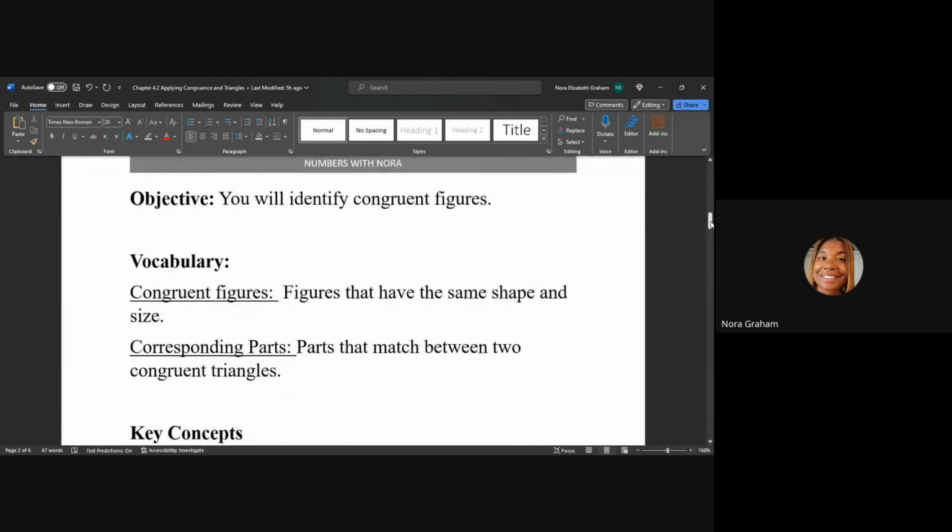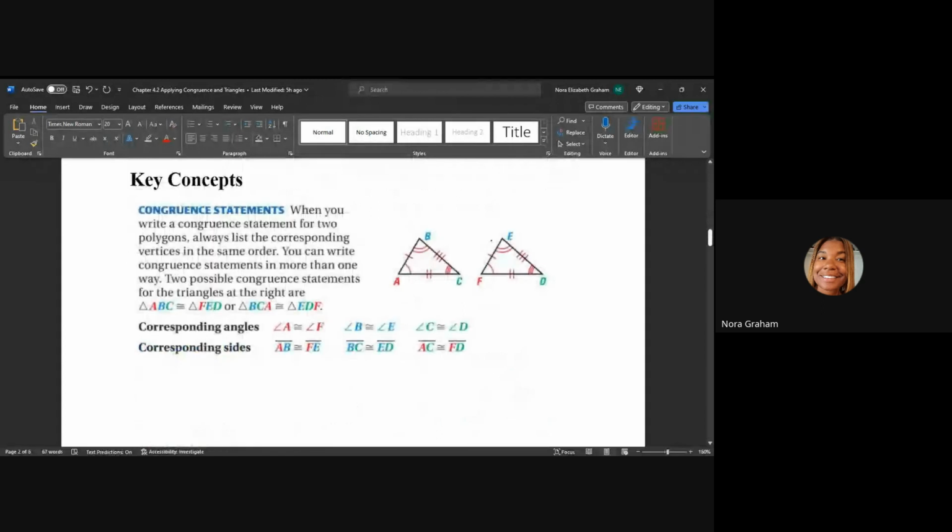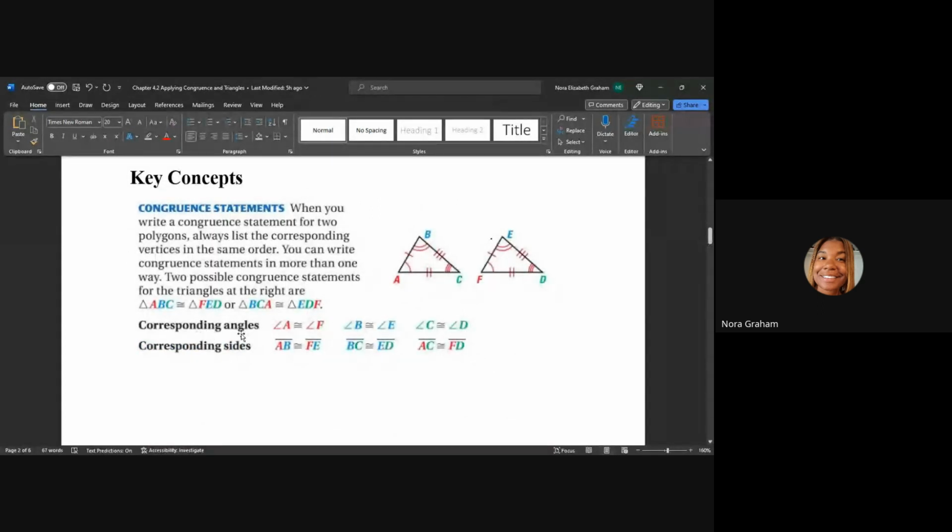All right. So let's go into our key concept right here. Like I was saying, corresponding angles and corresponding sides are two things that you want to show when you're showing that two triangles are congruent. And also notice the naming convention on these. Angle A and angle F are going to be congruent. They both are annotated with just that one arc, which means they are congruent. B and E are congruent, and then D and C are congruent because they have three arcs.